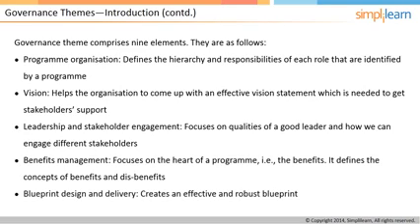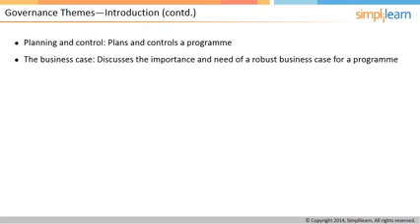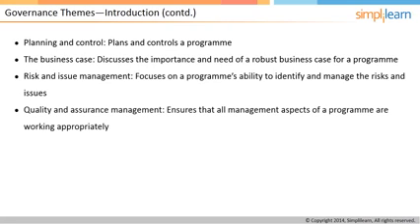Blueprint design and delivery is all about creating an effective and robust blueprint. Planning and control is all about the program plan and program control. The business case discusses the importance and need of a robust business case for a program. Risk and issue management focuses on a program's ability to identify and manage the risks and issues. Quality and assurance management ensures that all management aspects of a program are working appropriately and the program stays on track to achieve the targets.